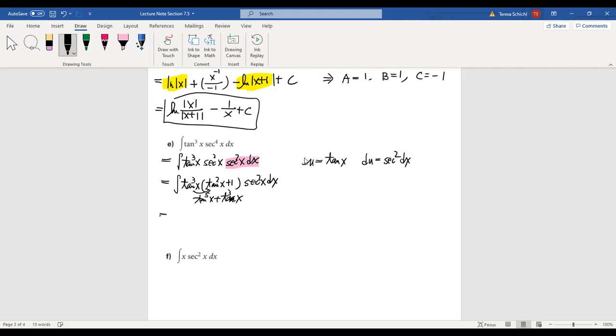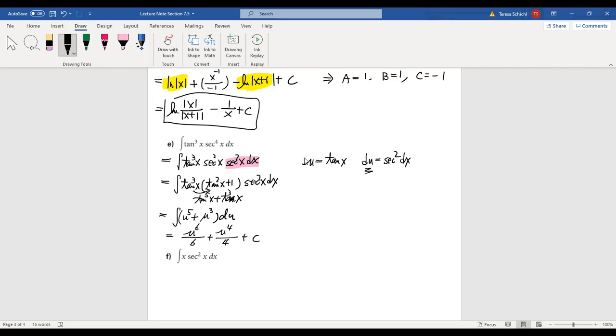Okay, so now let's do the substitution. This will be u to the 5th plus u to the what? u to the 3rd. And what is here is du, right? It has become very basic and fundamental. So you use the power rule. This is u to the 6th over 6 plus u to the 4th over 4, plus C.